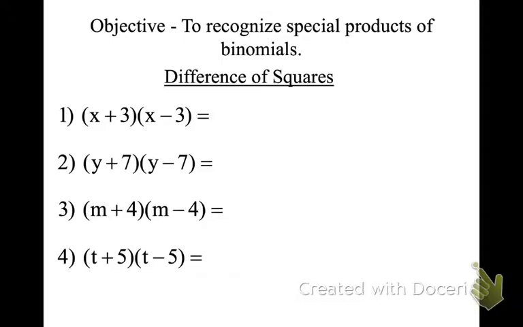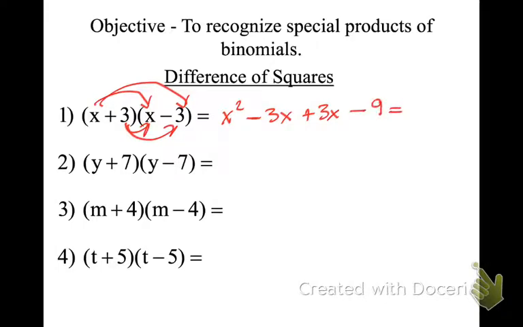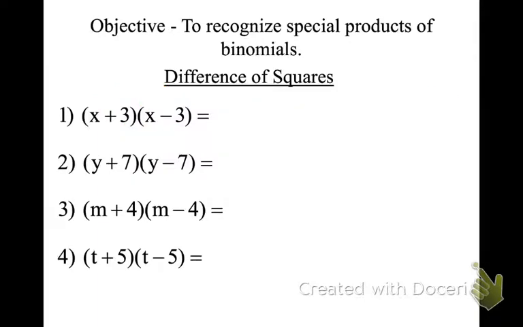So when I do something like this and I double distribute, what do I get? X times X is X squared. X times negative 3 is negative 3x. We have 3 times x, we get positive 3x. And then 3 times negative 3 is negative 9. What does that simplify to? X squared minus 9.